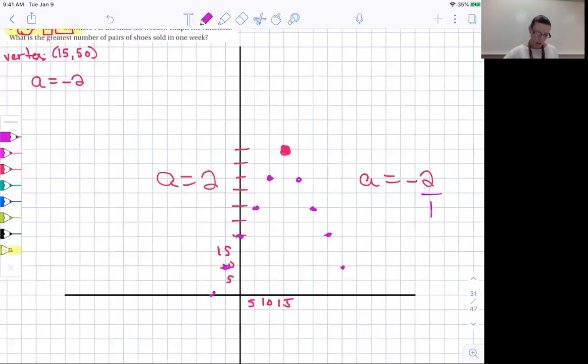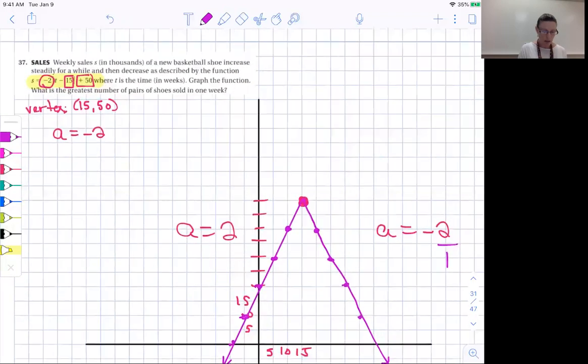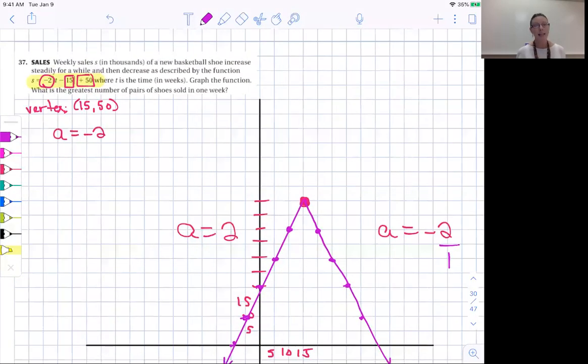So here would be my absolute value function. Still should be a V. Remember, if I don't get a V, then I didn't graph the slope correctly. Based off of the problem, it says that it has a steady increase and then a decrease. So it increases to the peak, and then it has that steady decrease on the other side.